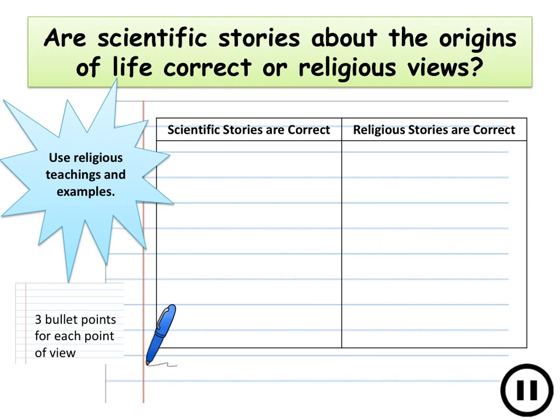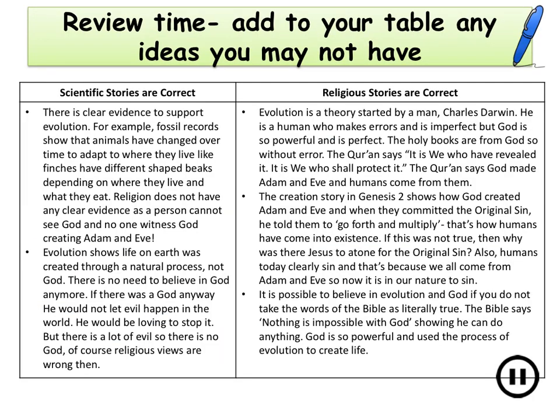Try to use religious teachings and examples in order to back up the points on either side of the argument. Try to give 3 bullet points for each point of view. Pause the video and get as many as you can. Here are some of the ideas that you might have added to your table. Add to your table any ideas that you do not have.